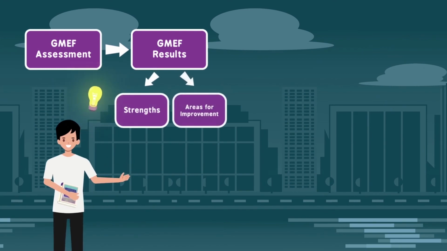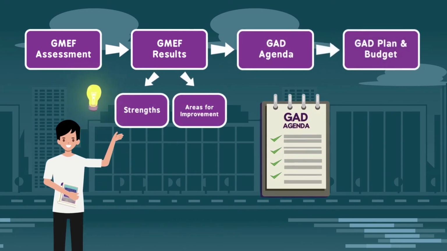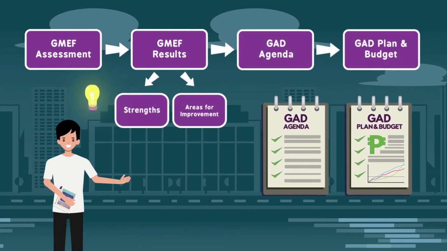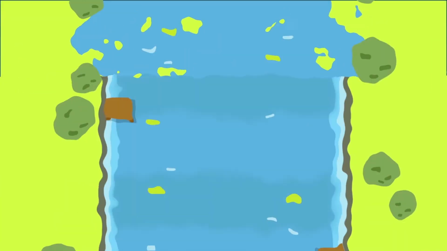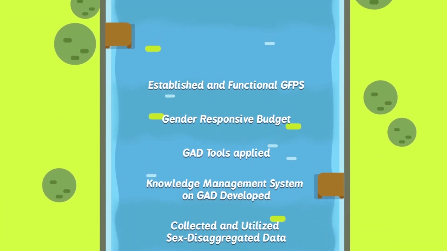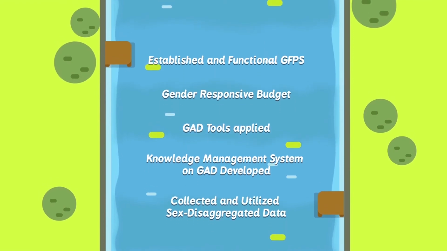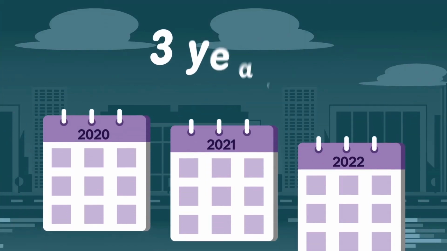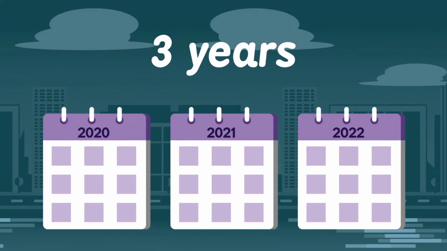The results of the GMEF assessment can serve as important inputs in the preparation and enhancement of the organization's GAD agenda, which is the basis in the annual formulation of the GAD plan and budget. Agencies may re-administer the GMEF organizational assessment questionnaires after a specified period of time to keep track of the progress of their GAD mainstreaming efforts.